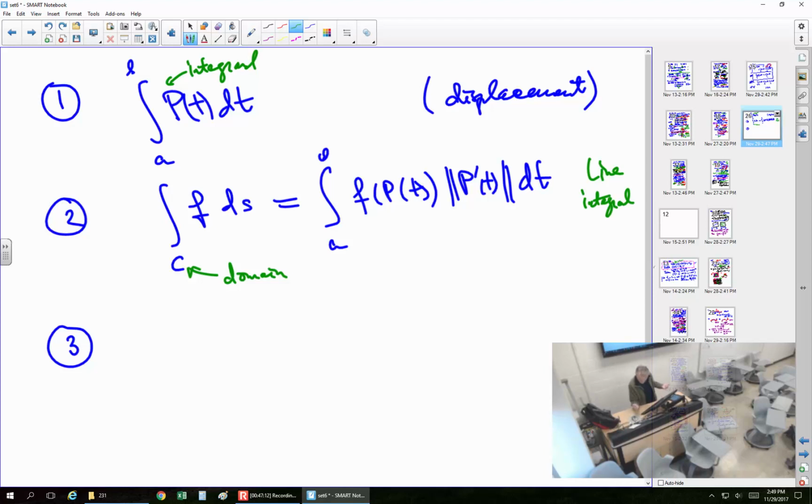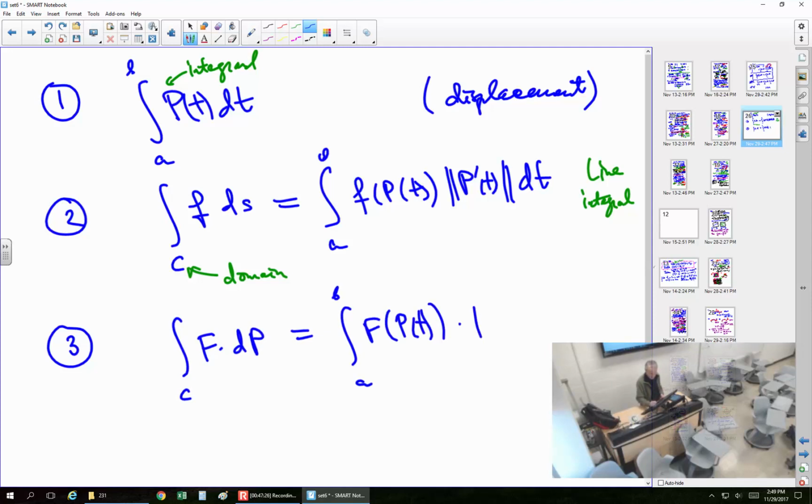And the third one is the most recent, and it totally fits into the pattern with number 2. It is f dot dp. So the integral from a to b of f of p of t dot p prime of t dt. Same thing. Once again, where is the parameter curve? It's in the domain, not in the function. It's only when you get to substitute things that the parameter curve becomes visible, but otherwise it's hidden inside of an actual curve. So we'll talk a bit more about that.